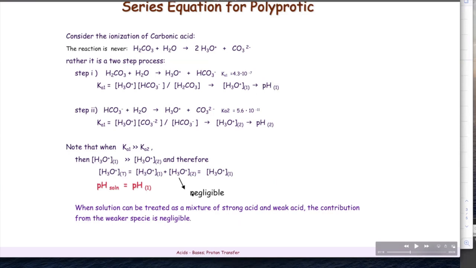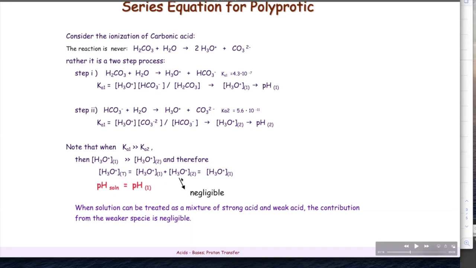The other thing I want you to know is that in solving this problem, when this thing totally dissociates in water, notice that this Ka right here is 10 to the minus 7, and this Ka is 10 to the minus 11. What that means is that the second hydrogen coming off is very negligible compared to the first hydrogen that comes off. In other words, the hydronium ion from that second equilibrium is negligible.